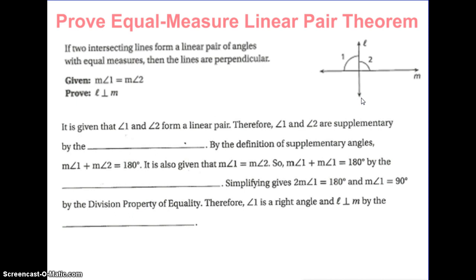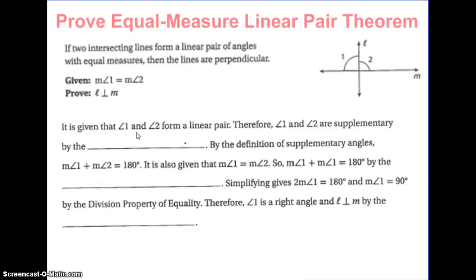Well, first off, you know linear pair angles are supplementary. And if they're supplementary and congruent, don't they have to be right? Because that's the only case where 90 plus 90 equals 180. That's the only case where they're the same and supplementary.